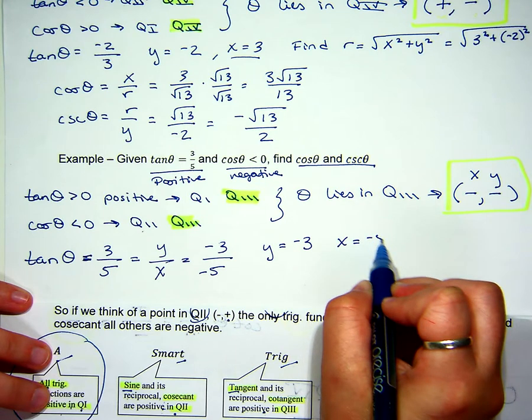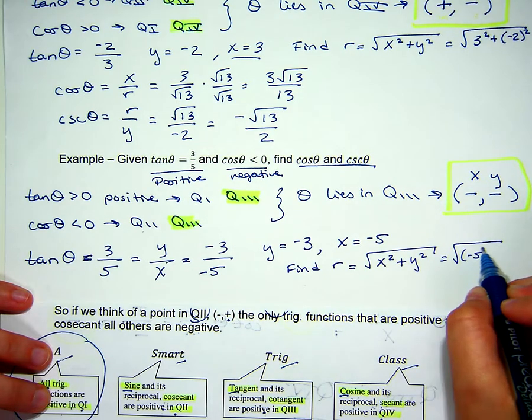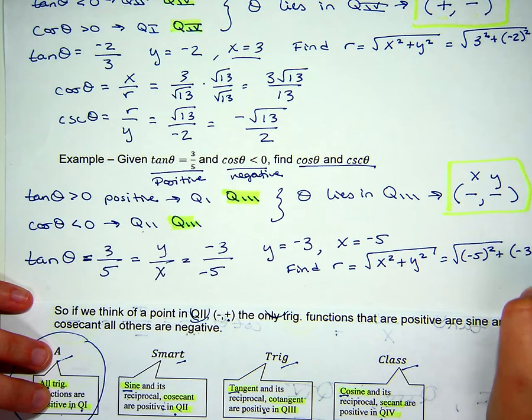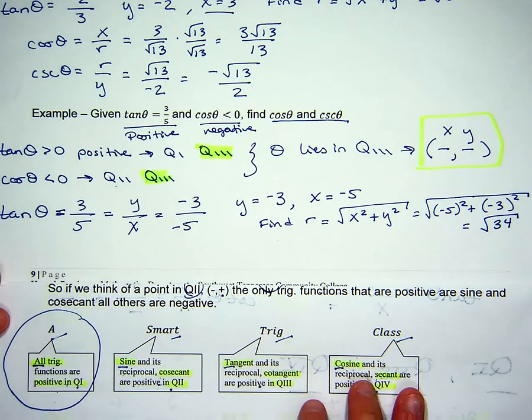Now if I have y and I have x, I need to find r. R is the square root of x squared plus y squared. That's the square root of negative 5 squared plus negative 3 squared. That will give you the square root of 34. 34 does not break, so we'll just leave it as is.